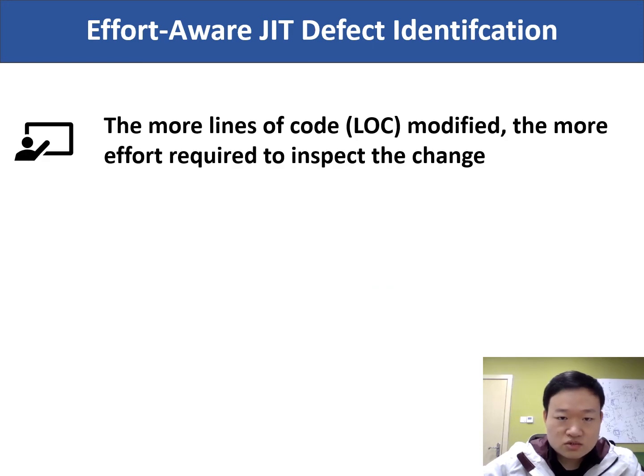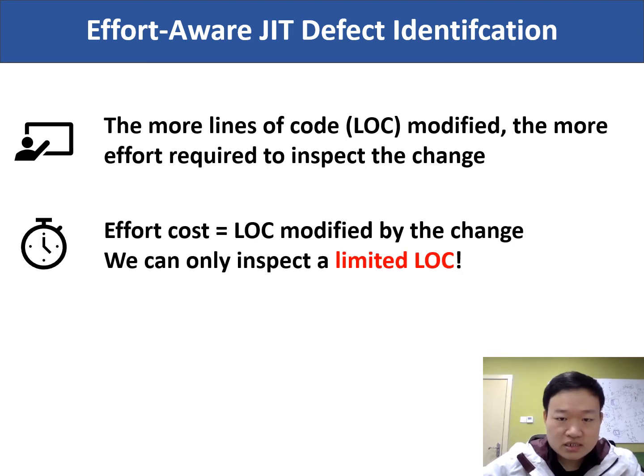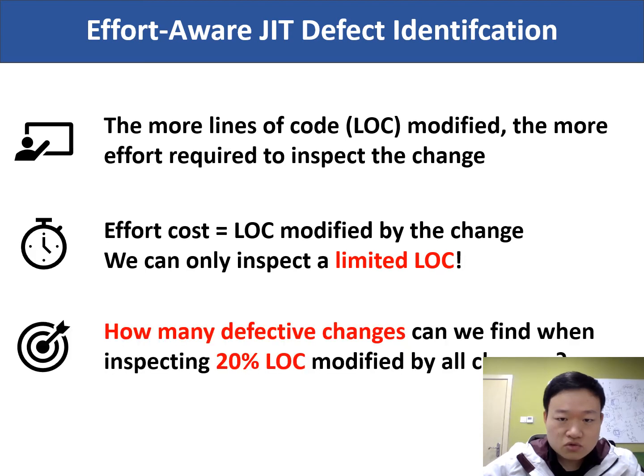In order to satisfy the real-world scenario, effort-aware JIT defect identification has been proposed in recent years. Effort-aware model aims to discover as many defective changes as possible, with limited inspection effort. The basic idea is that the more lines of code modified, the more effort required to inspect the change. Usually, the effort cost for inspecting a change is estimated as the LOC modified by the change. A typical effort-aware measure is how many defective changes can we find when inspecting 20% LOC modified by all the changes.